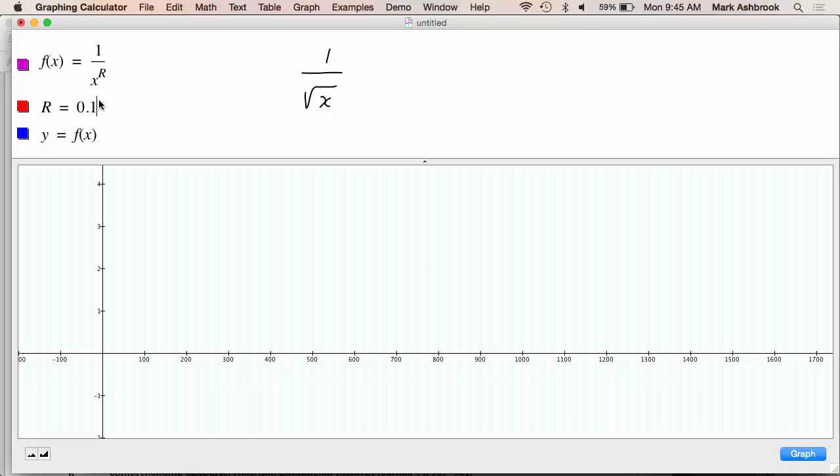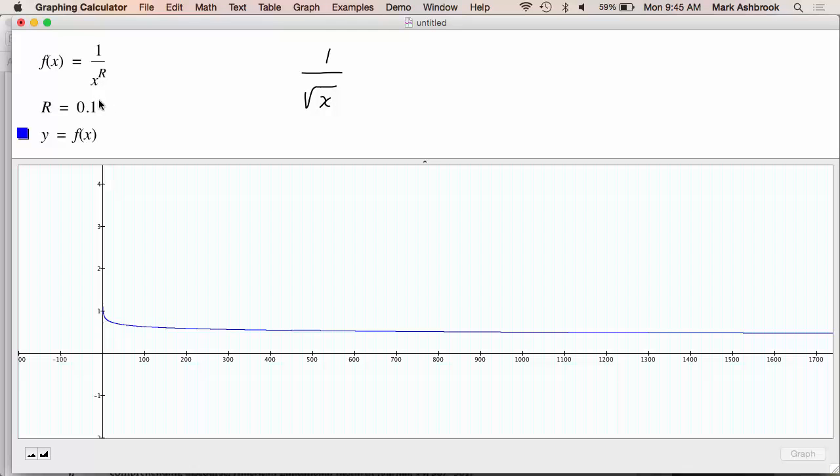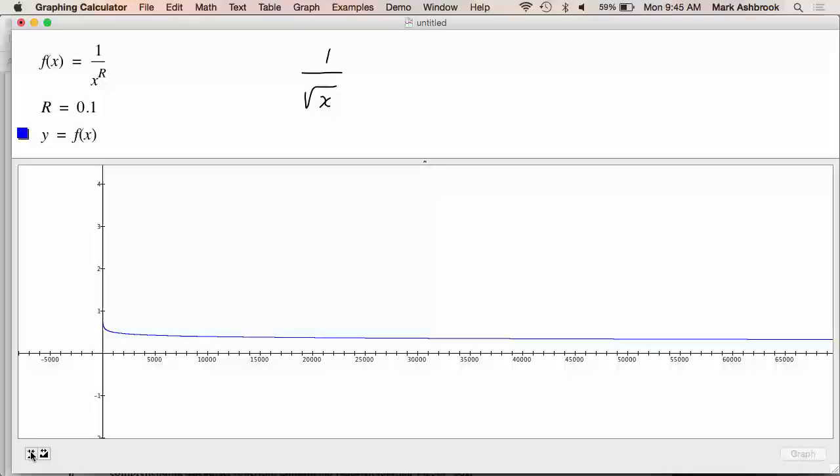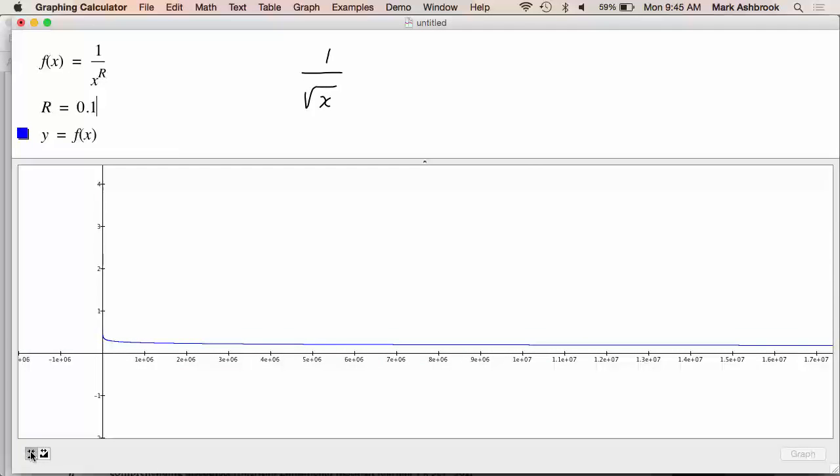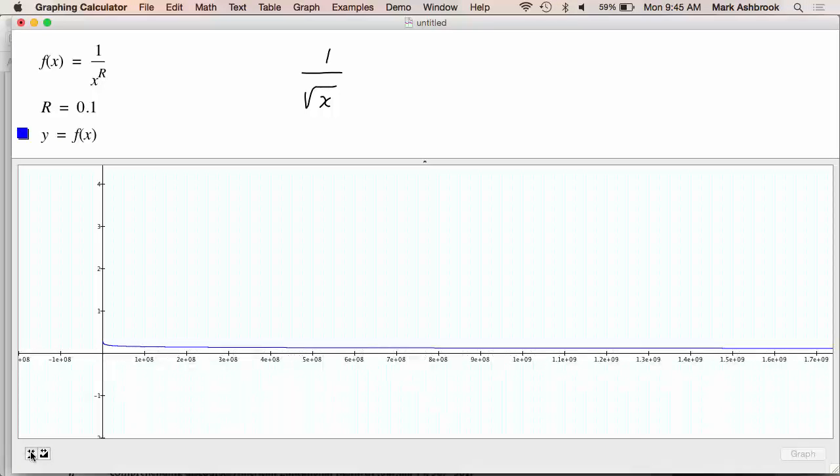0.1. So this is 1 over x to the 1/10. It's still going to approach 0, just really, really slowly. So here we are at, what is 9? Is that million or billion? Billion, right? Even when you get to 1 billion, this is 1 over x to the 1/10 now.